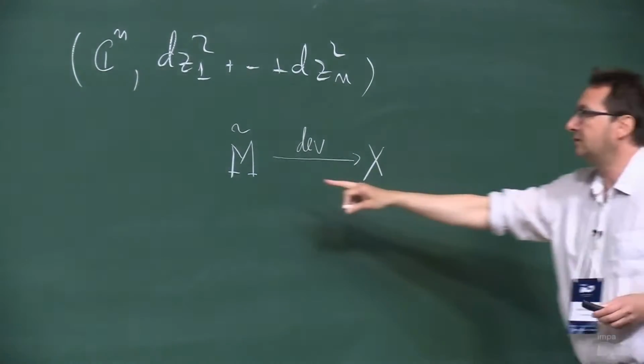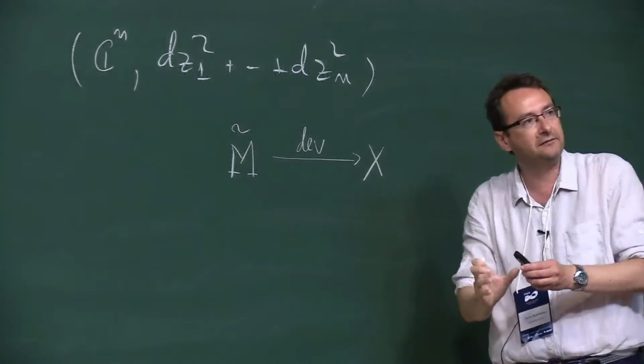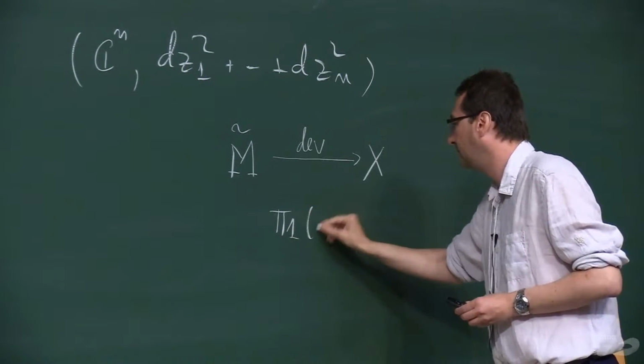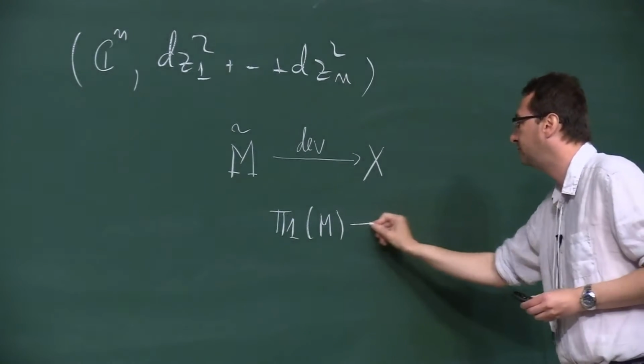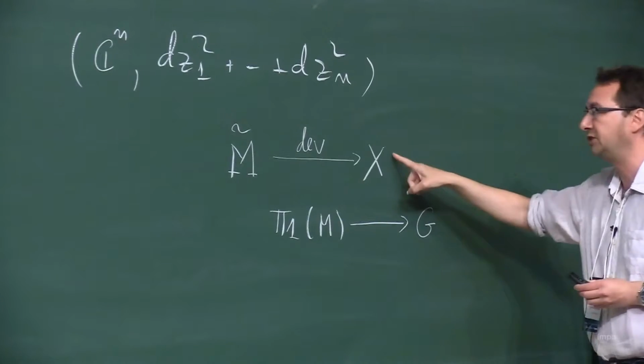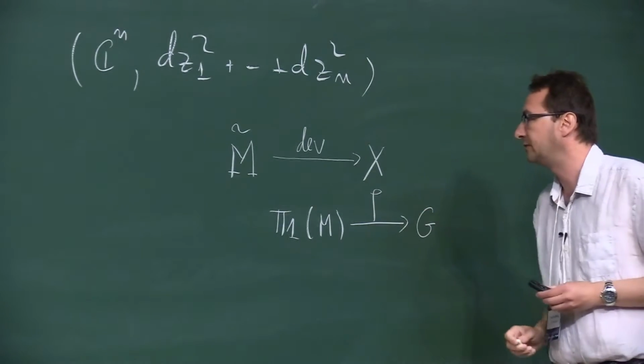If the manifold is not simply connected, you have some obstruction to give your GX structure as a map directly defined on the manifold. This obstruction comes as a group homomorphism from the fundamental group of the manifold M into the symmetry group G of the model X. This is called the monodromy morphism.